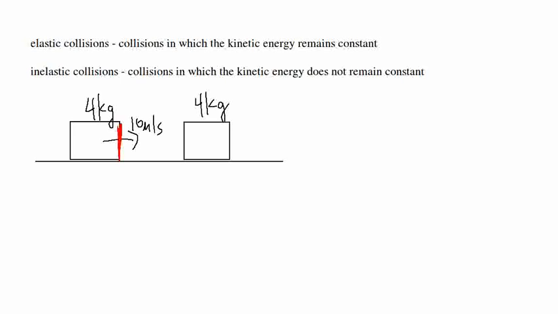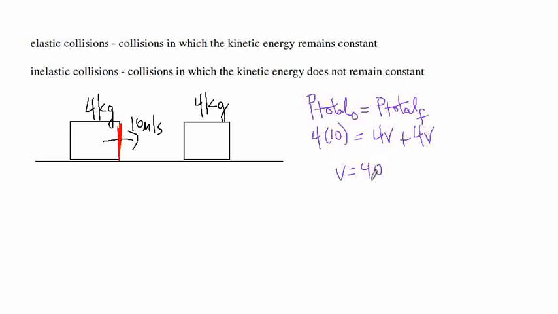All right, there's no net force, so we know that the total momentum is conserved. So P total initial equals P total final. So 4 times 10 equals, and then after they're moving, let's say they're moving with a velocity v after the collision, so 4v plus 4v gives you the total momentum afterwards. So v is 40 divided by 8, which is 5 meters per second. Okay, that's all great, but that doesn't tell us if it's elastic or inelastic.